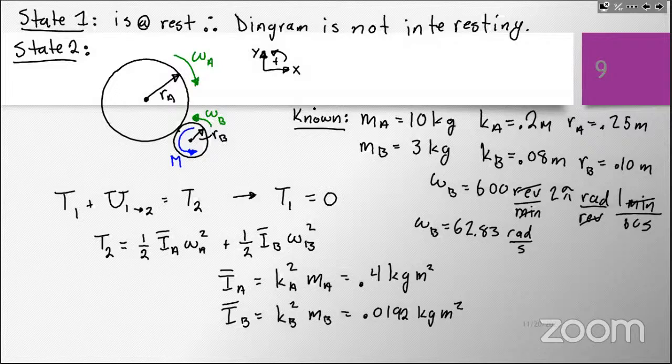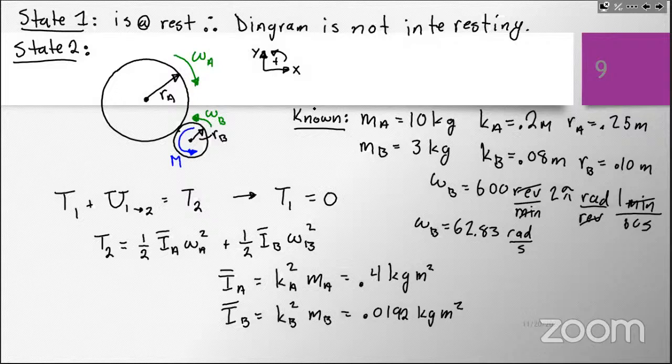So what's the kinetic energy at state two? That's 1/2 I_A omega_A squared plus 1/2 I_B omega_B squared. So it's the rotational kinetic energy of both of these gears. There's no translational kinetic energy. We went over that. Why is there none? Well, they're gears, they're fixed. They're just going to spin in place. Hopefully they're not translating. That would be pretty bad.